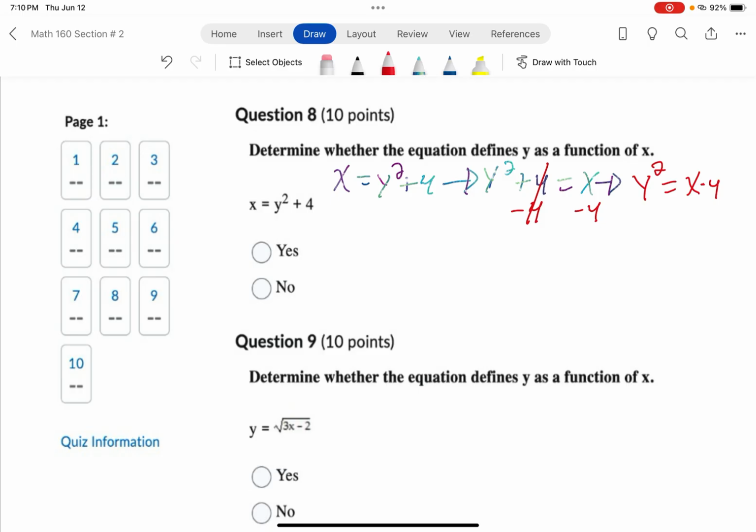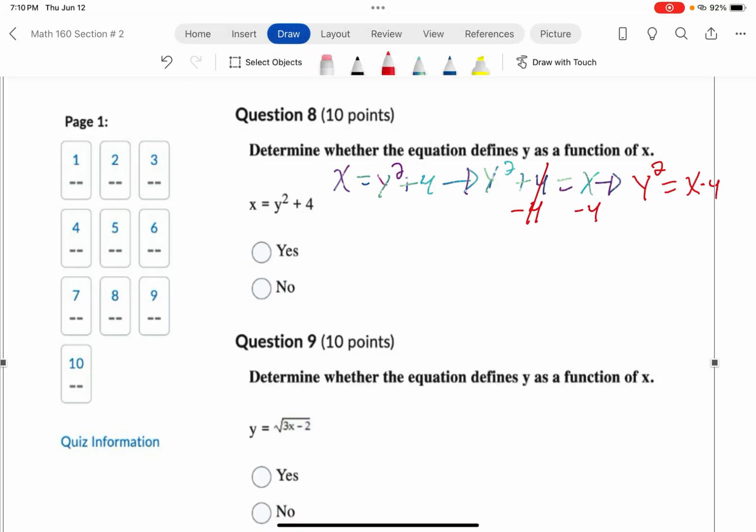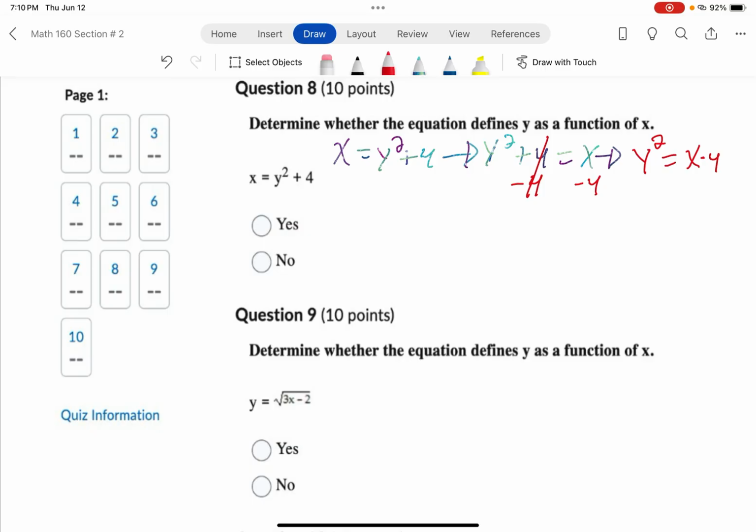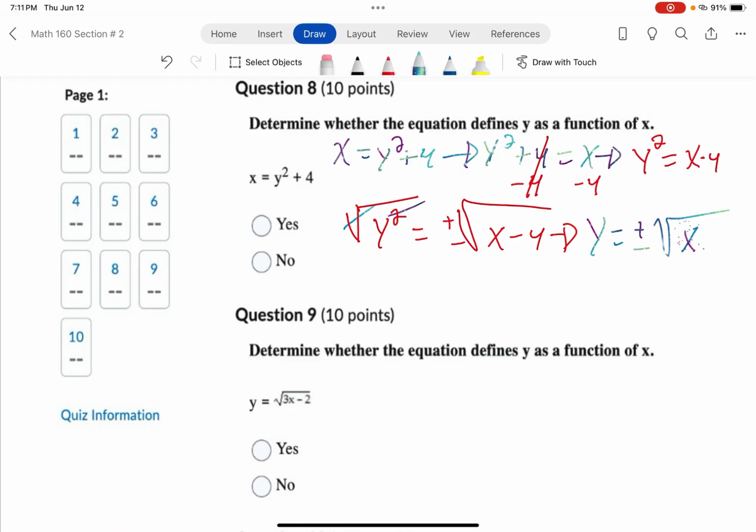Since I have this, now I need to take out this square. I don't want this square on y. So I need to do the same opposite operation on both sides, which is the square root, the opposite operation of the power of 2. So now I'm able to cancel the square root with the 2, and I will remain with this. But remember, when you take the square root of something, it's one positive and one negative. So I will remain with y alone, as I want: y equals positive or negative square root of x minus 4.